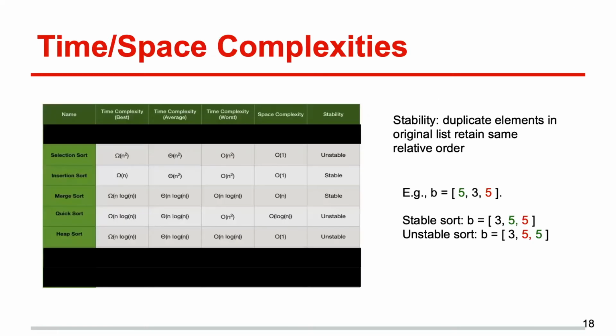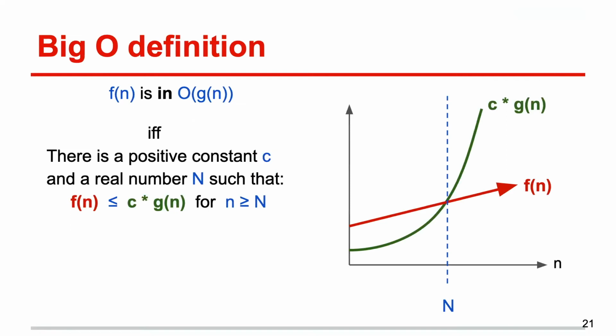Before I get into searching and sorting, I am going to review big O. Big O is a mathematical tool that we use to provide asymptotic bounds. Mathematically, we can say that a function f of n is in big O of some other function g of n if and only if there is a positive constant c and a real number n such that f of n is less than this multiple of g of n for large n.